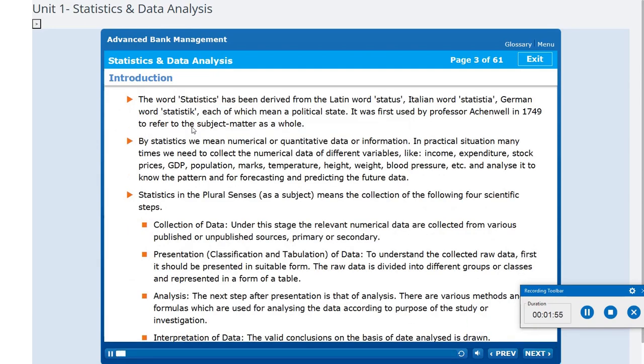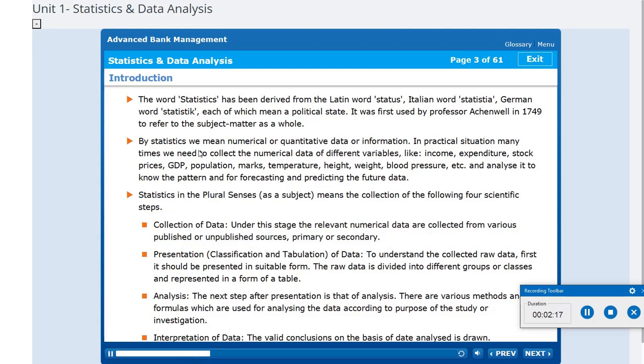The word statistics has been derived from the Latin word status, Italian word statistica, German word Statistik, each of which mean a political state. It was first used by Professor Achenwall in 1749, to refer to the subject matter as a whole. By statistics we mean numerical or quantitative data or information.